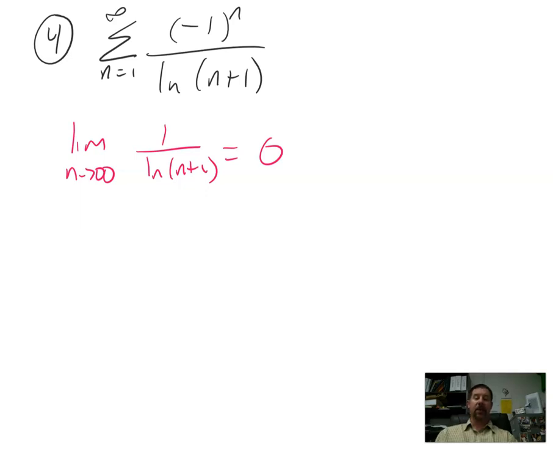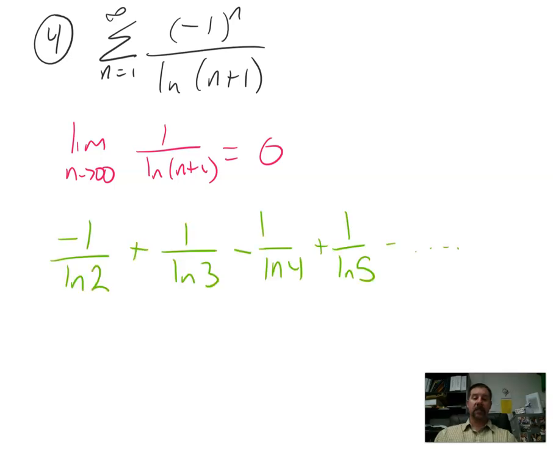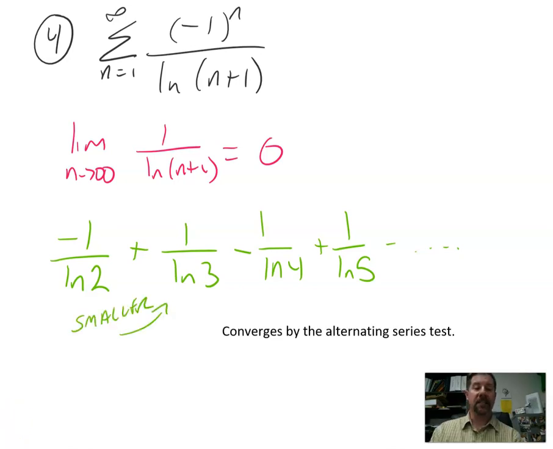Next we're going to look at our terms to see if they get smaller or not, so let's write them out. We get 1 over ln2 plus 1 over ln3 minus 1 over ln4 plus 1 over ln5. Those denominators are slowly getting bigger, therefore my numbers are getting smaller. And so yes, this converges by the alternating series test. Because this converges by the alternating series test, let's look at the absolute value to see if it converges conditionally or absolutely.